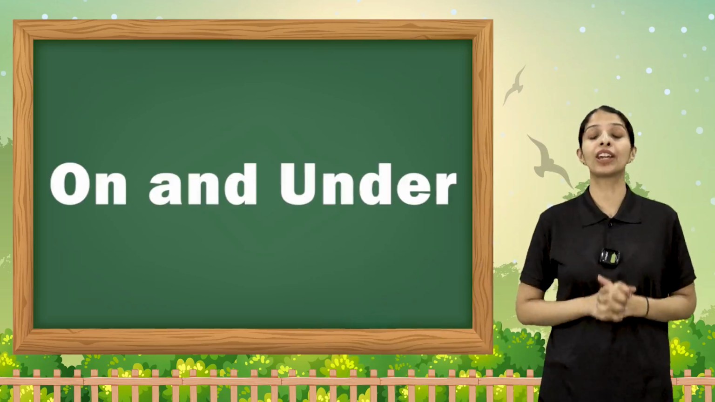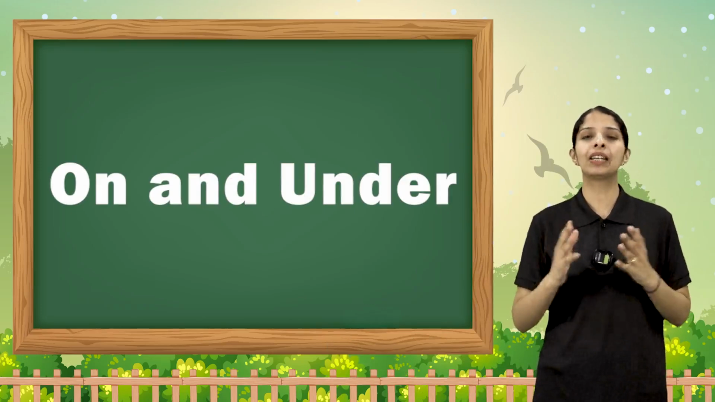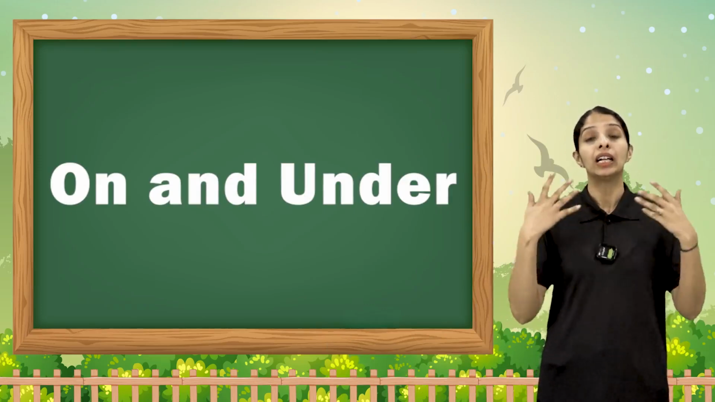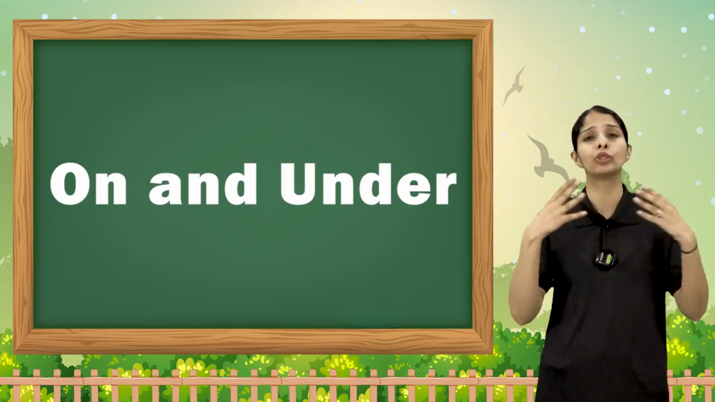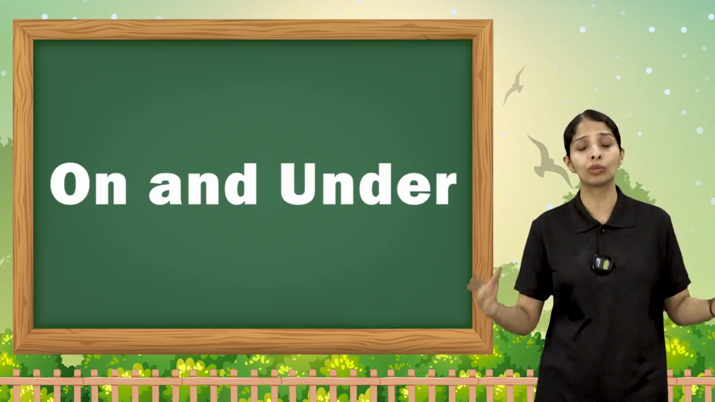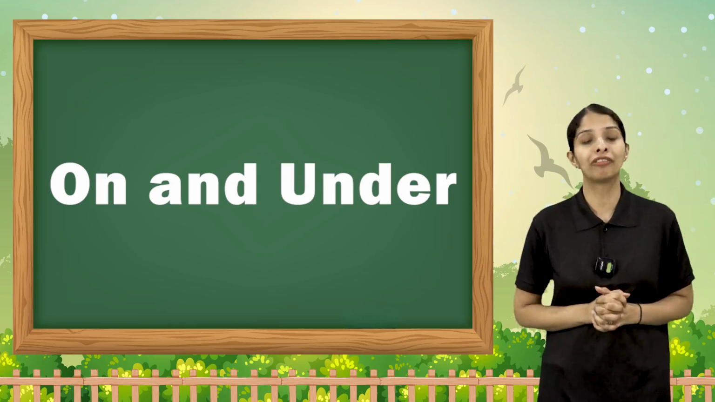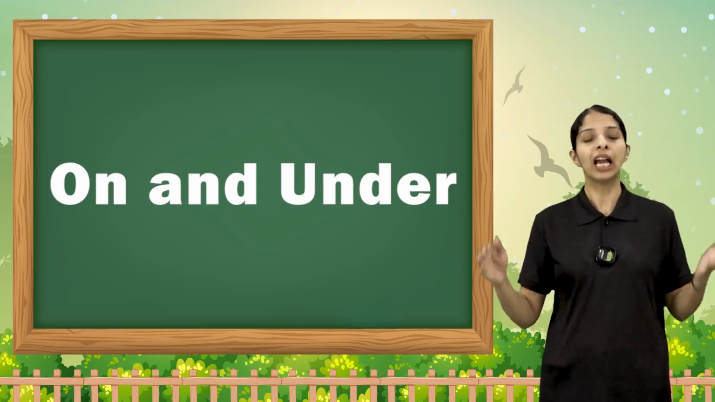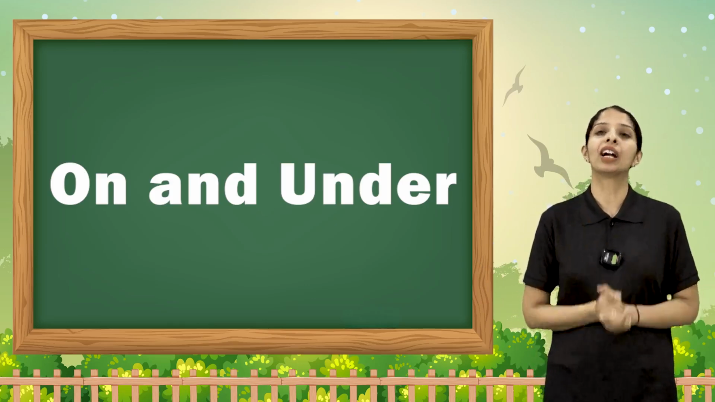The chapter for today's session is on and under. We previously spoke about pre-number concepts that help you to understand the things around you. You will be able to compare the objects, sort out the objects, and use different words for different things for comparison. Now, today we're going to cover on and under.